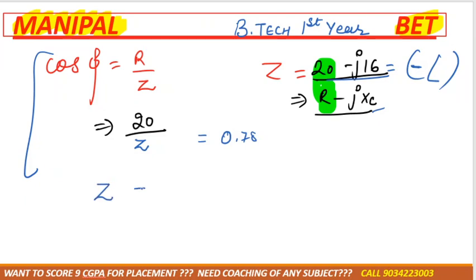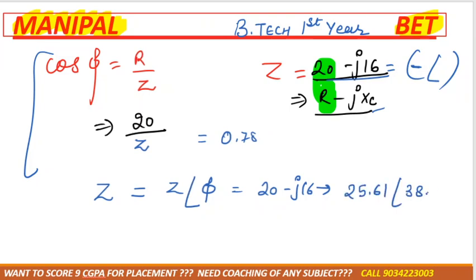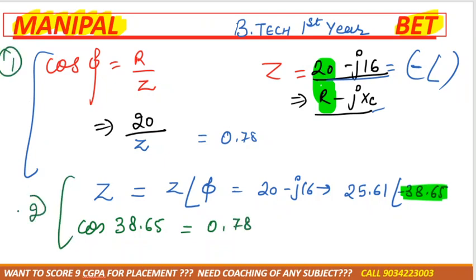Another method is whatever angle you get for the Z, that is phi. Like 20 minus J16, you need to convert it into polar form. Then it would be 25.61 and angle is minus 38.65, right? But the angle, that is phi, is 38.65. So you can do it directly also. Cos of 38.65 is 0.78. This is the second method, which is easier: the angle of impedance is equal to the phase angle only.